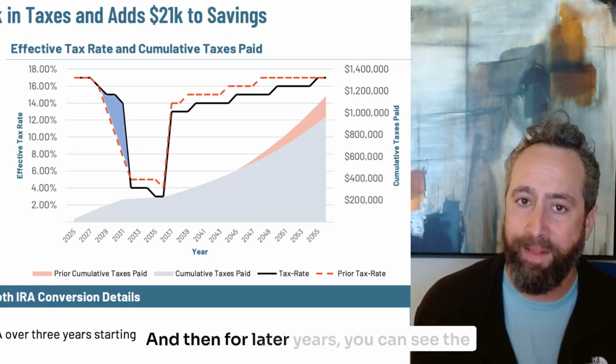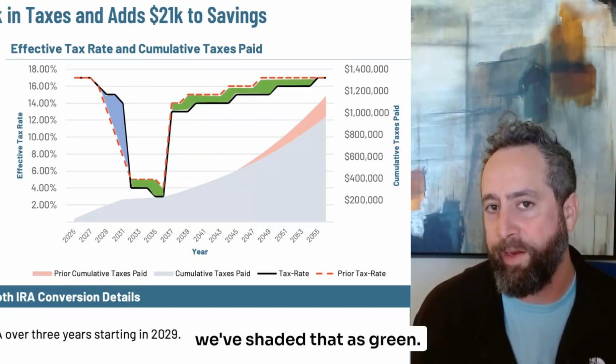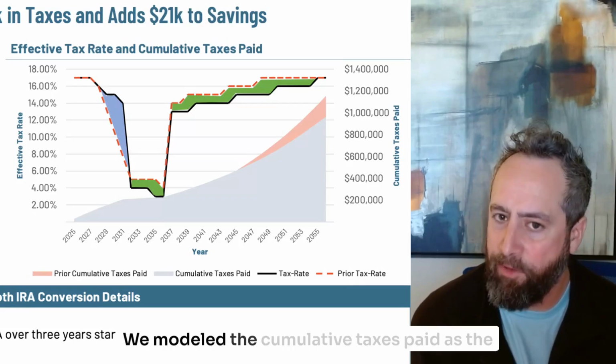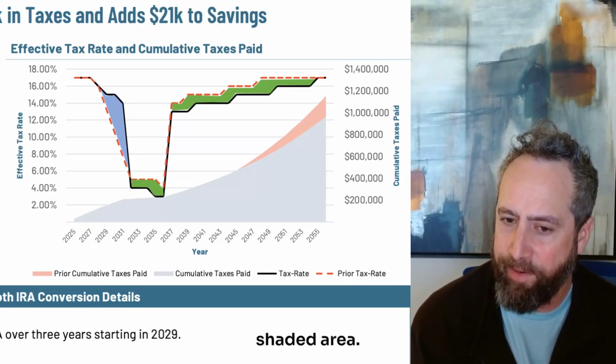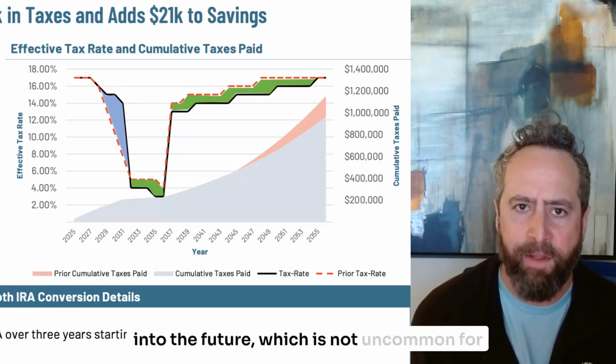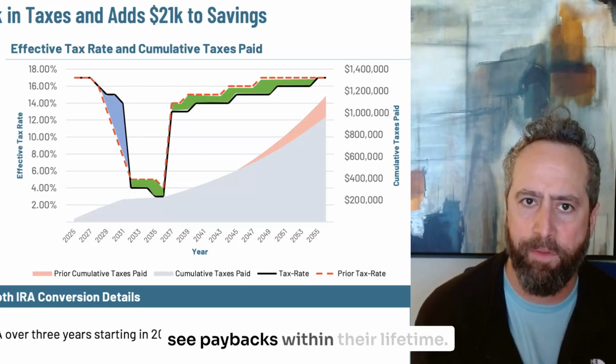And then for later years, you can see the black line is below the dotted red line, and we've shaded that as green. That's a savings that she's going to realize from the Roth conversion. We modeled the cumulative taxes paid as the shaded areas. So you can see the payback is about 20 years into the future, which is not uncommon for clients that are doing Roth conversions to see paybacks within their lifetime.